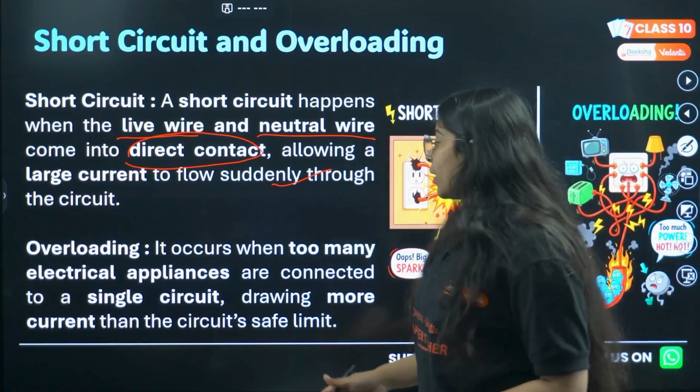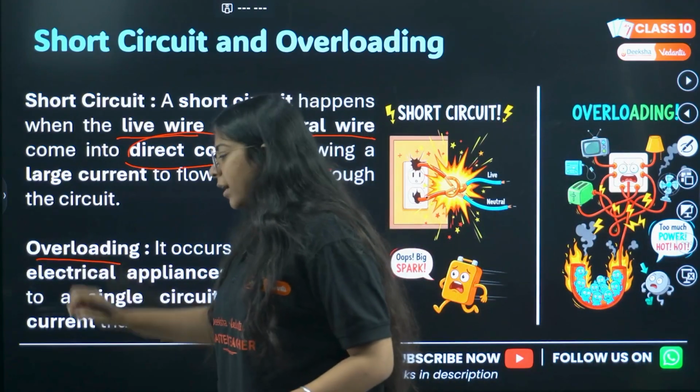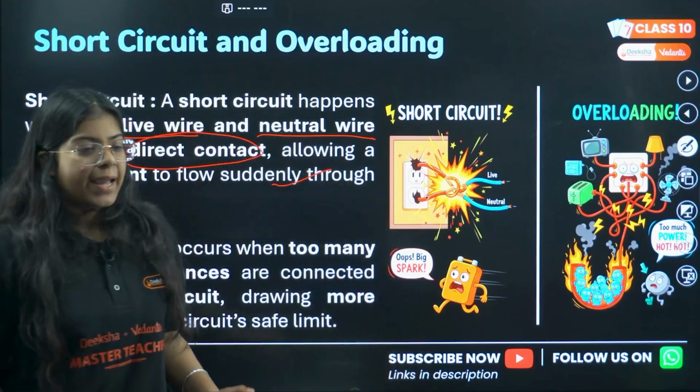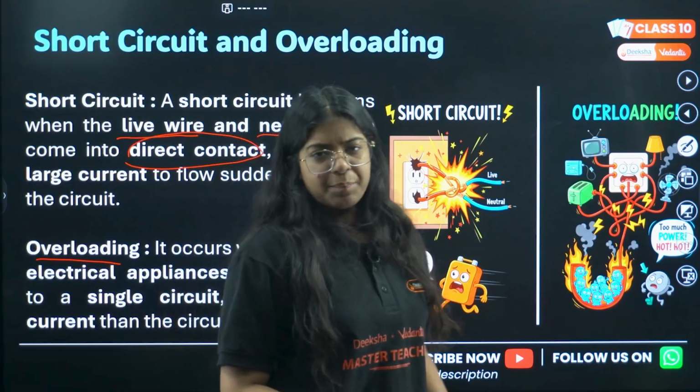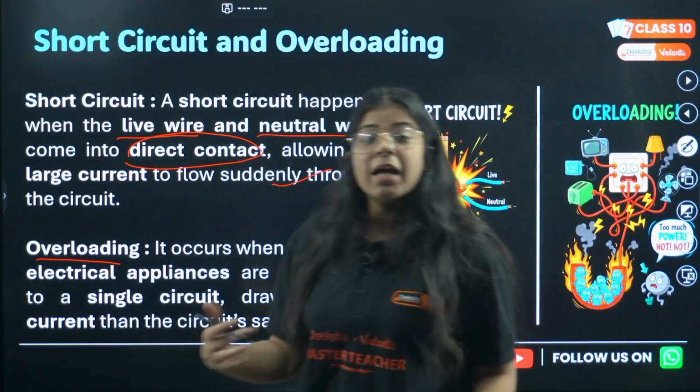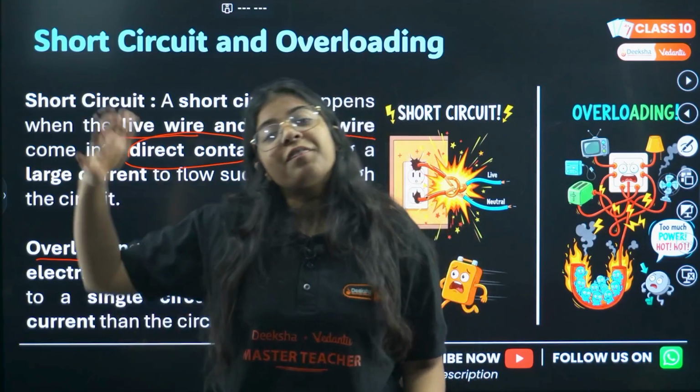Then what is overloading? Overloading occurs when, say, my appliance needs a current of only 5 ampere, and from behind a current of 15 ampere comes.